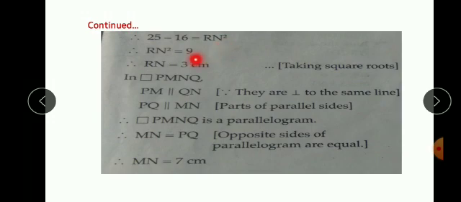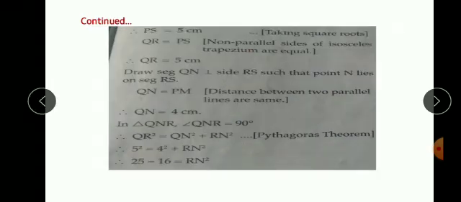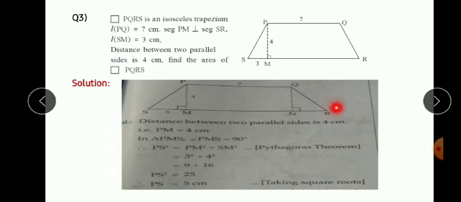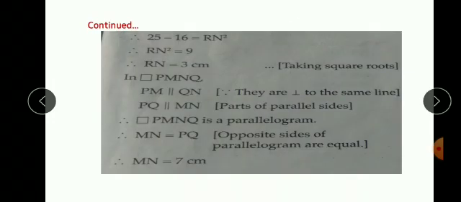Therefore, RN square is equal to what? Subtract 16 from 25. So 9. Therefore, taking square roots, RN is equal to what? 3 centimeter. Now we get RN. We got SM also, we got NR also, QR also, PS also and PM also. So in this way now PMNQ is a parallelogram. Just see. Now RN is 3 centimeter.